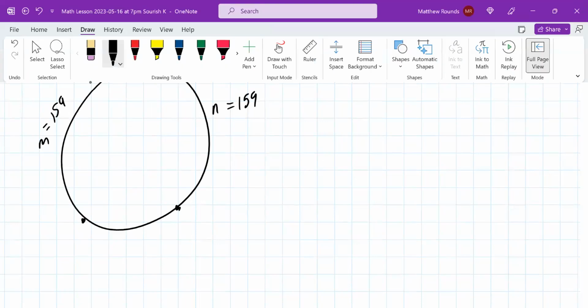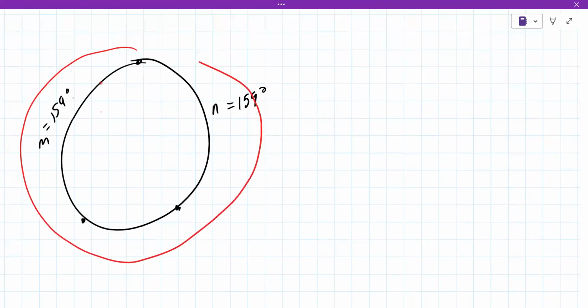These are in degrees. Now, if you go all the way around the circle, Sourish, how many degrees is that? Well, 360. So this missing one down here, which is K, 159 plus 159 plus K equals 360. It's 158. It is not 158. M is 159. Oh, I'm sorry. You're talking about those. Yes, those two are incorrect. They're 158. Yeah. But N 158 plus 158 plus K adds up to 360.